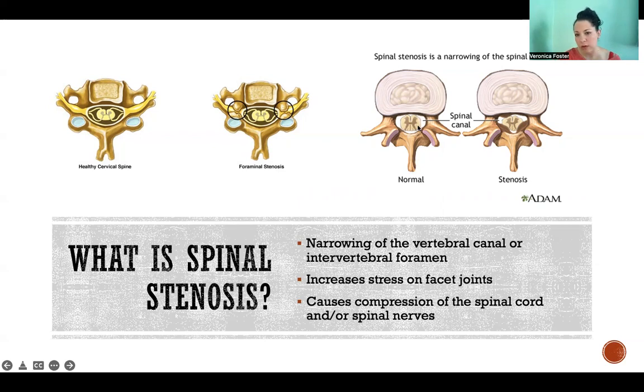So stenosis is when that space gets closed in. It starts to become more and more narrow, and there are all sorts of things that can cause that narrowing. I'll talk about that in a minute.